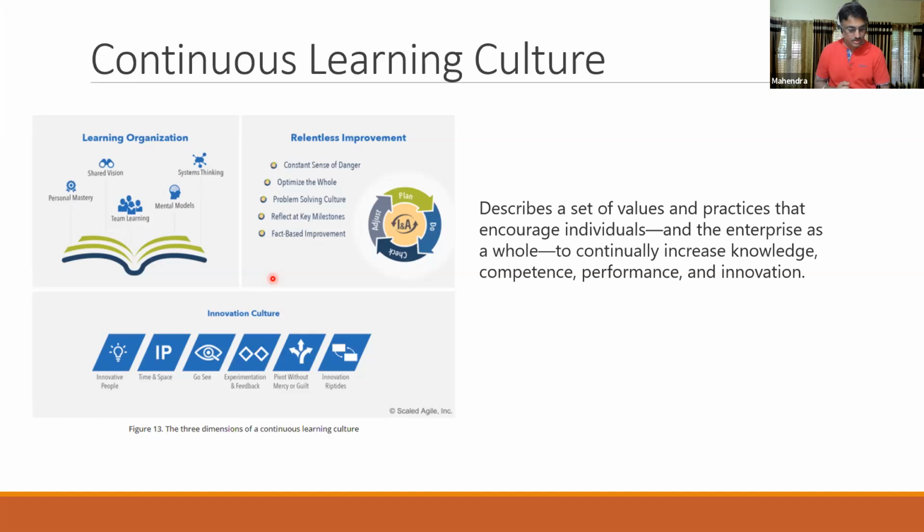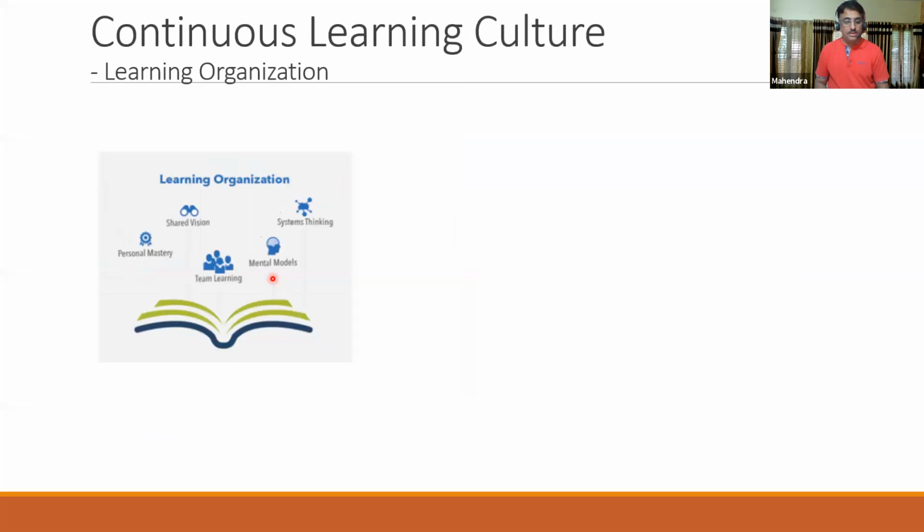Moving on to the sixth dimension, which is continuous learning. This describes the values and practices that encourage individuals and the enterprise to continually increase the knowledge and competencies of the individuals. The first dimension here is about the learning organization, personal mastery. As an individual, employees are encouraged to pick up T-shaped skills. Now we are talking of pie-shaped and comb-shaped skills and full-stack engineers. So it's a personal mastery space.